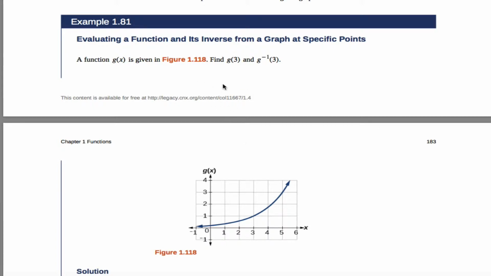All right, here's example 181 from PreCalculus OpenStax. Again, we have a function here, g of x is what we're calling it this time, but instead of giving the function as an equation or as a table or something, we're given a graph. Fine, here's a function g of x.